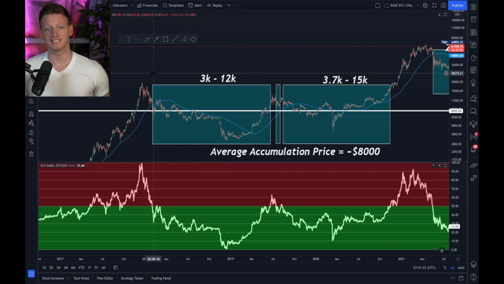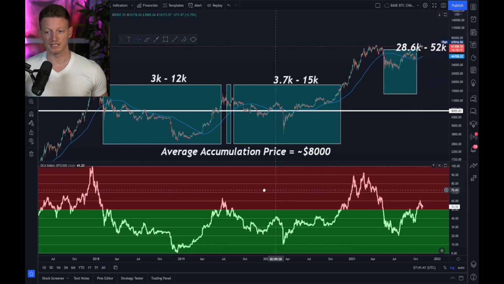Okay guys, so this is the DCA Index Model. Basically, what this model says is if you're above 50, you will begin to sell or DCA out of the market. And in general, if you're below 50, you will DCA your way into the market.